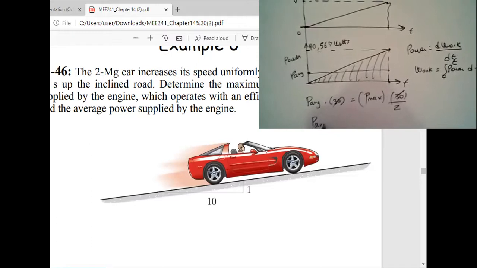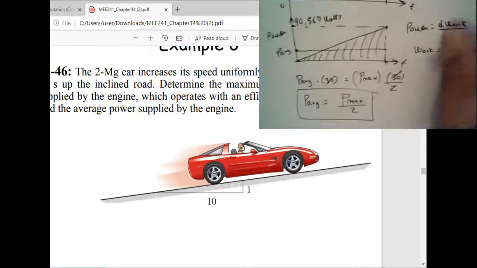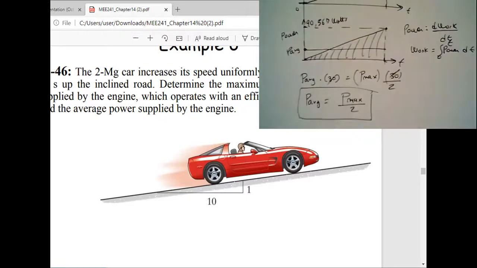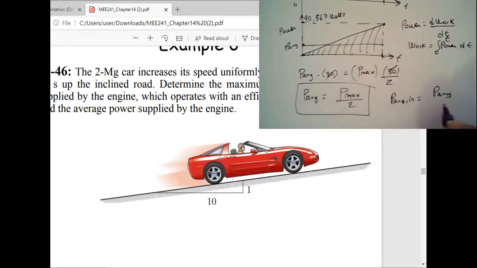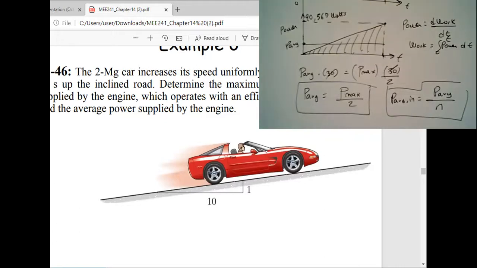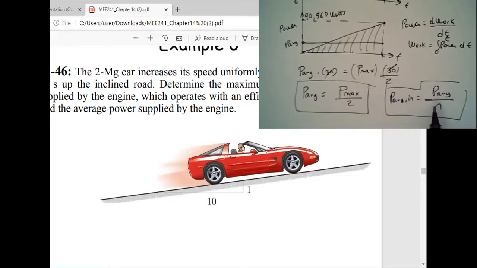So my average power is equal to P max over 2. This is the average mechanical power, right? If you want the average input power of the engine, it's going to be P average, the mechanical power here, and then you divide that by the efficiency, right? So this is the average power needed to move the car, and this would be the average power on the motor. So P average here, divide that by the efficiency.